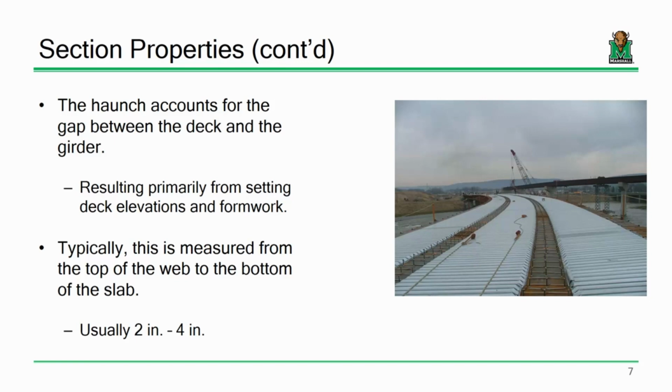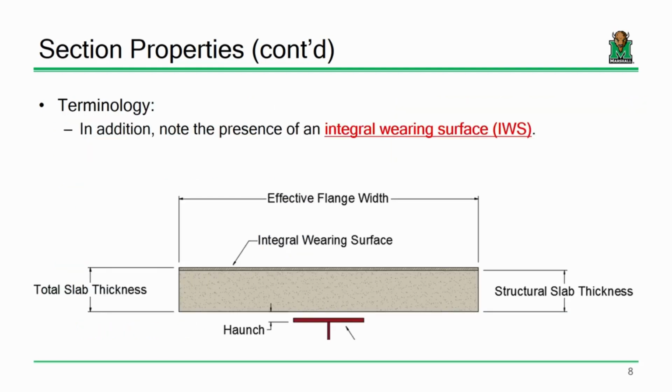Typical values for haunches are anywhere from 2 to 4 inches. A really common value is 2 inches. We're going to use that for an example here in a little bit. All right. So that explains the haunch.